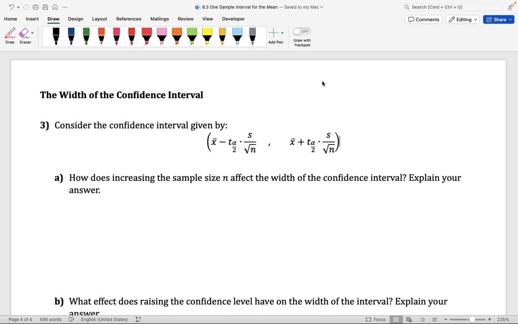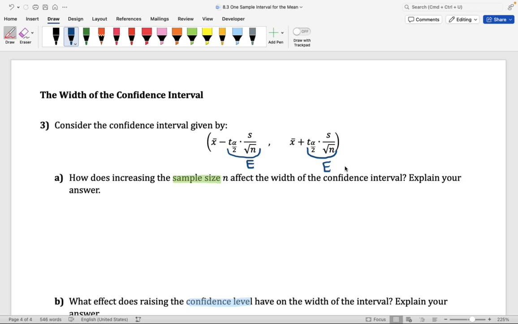The last thing we're going to discuss in this lesson is how changing the sample size and changing the confidence level affects the width of the confidence interval. Here we have the formula that we use to construct a confidence interval. Notice this is x bar minus e, comma x bar plus e. That is how we constructed the confidence interval earlier.